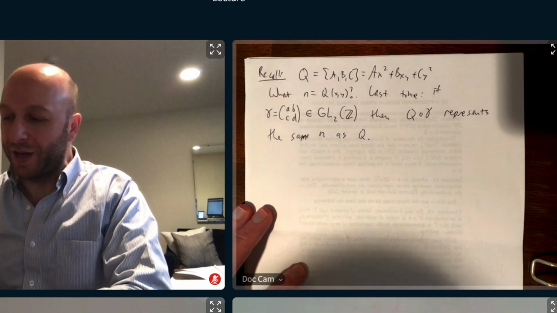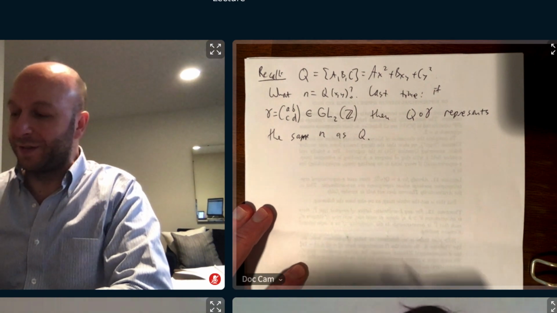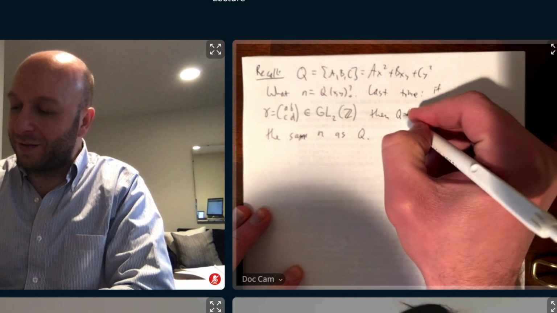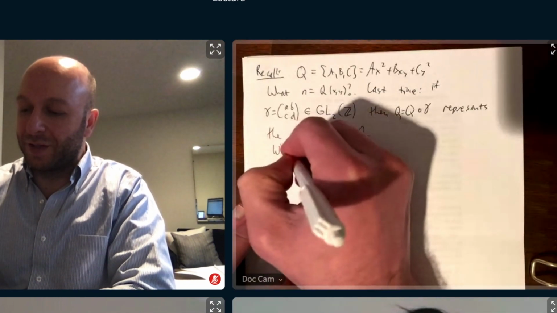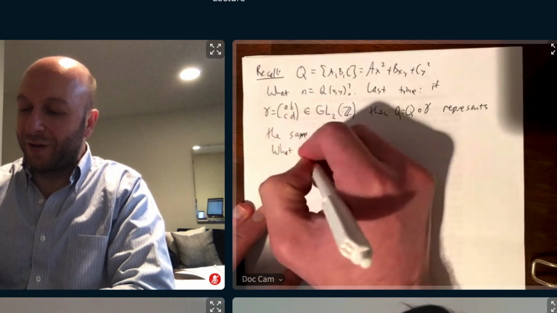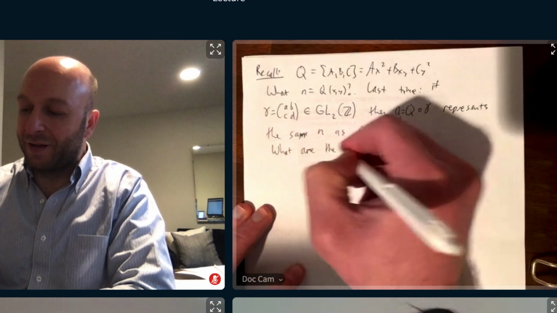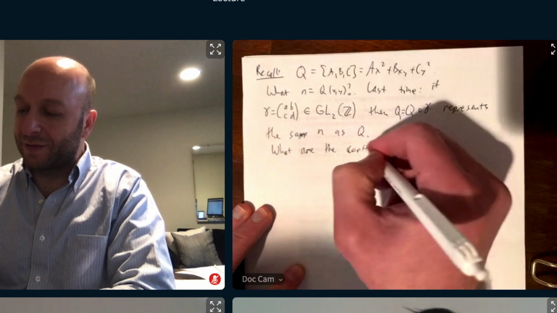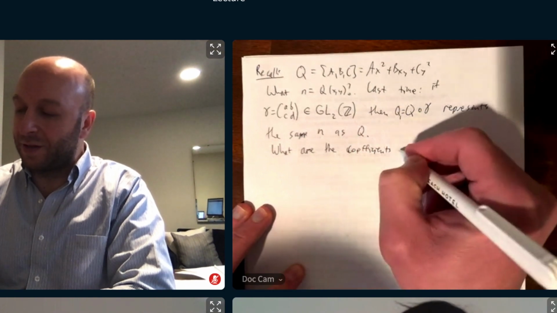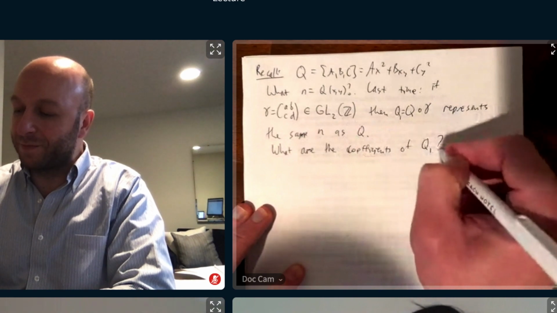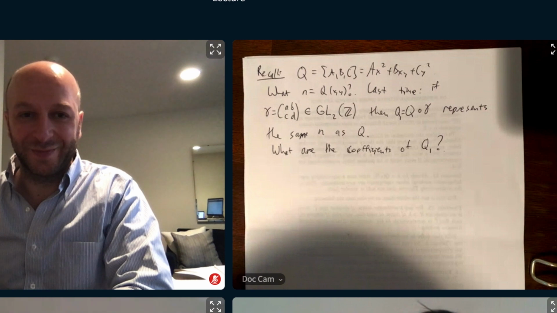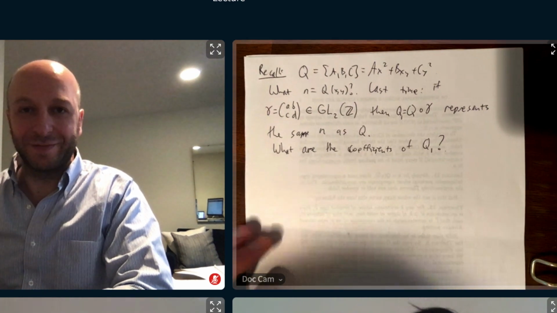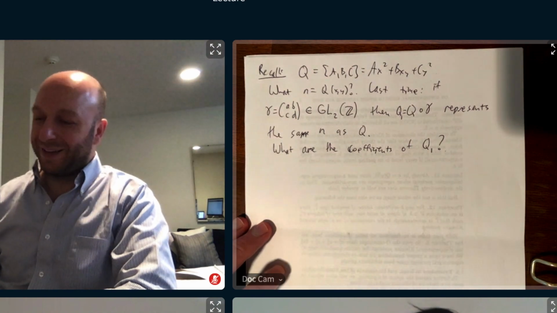Did you guys do the exercise? We had the exercise to work out what this, so let's call this Q1. What are the coefficients of Q1? This was an exercise from last time. Did anyone work this out? Okay, so let's do it together. It's going to take 5 minutes, just a little bit of algebra.